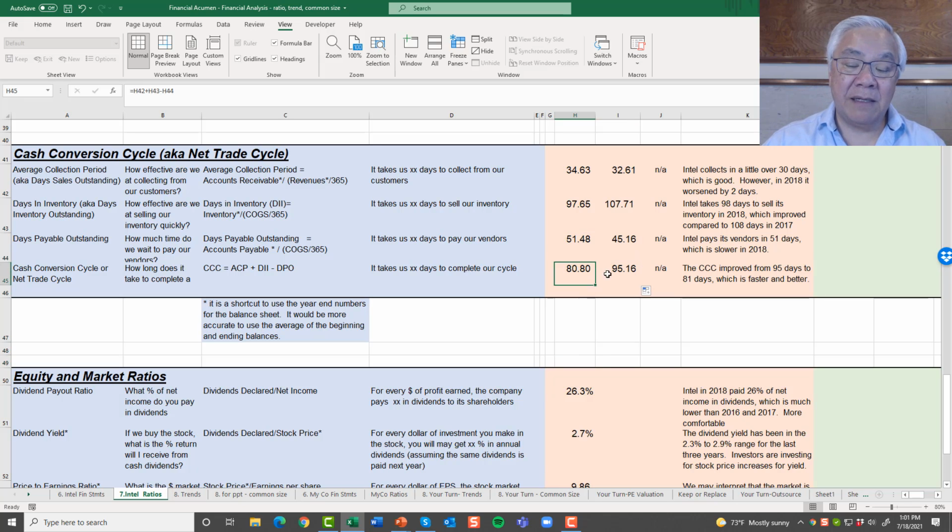But bottom line is it takes us 80 days to complete a cycle now, and took us 95 days to complete it the year before. So we have improved. It's just still a little bit high.